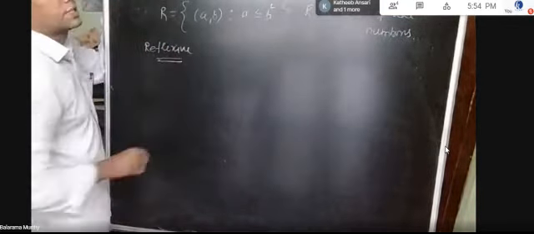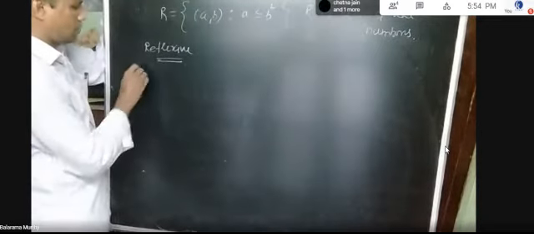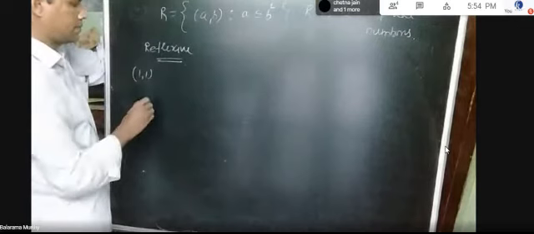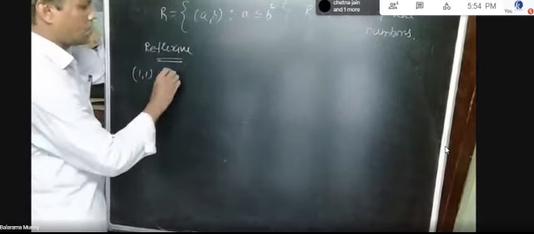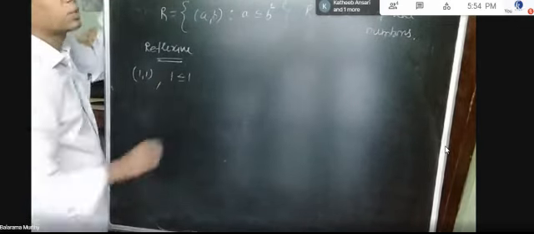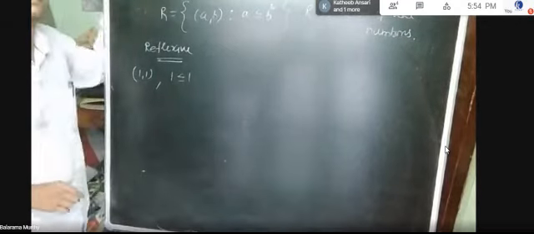First, take A as any value. Does it satisfy the reflexive property? Take 1 comma 1. That implies 1 is less than or equal to 1. Is it true, Amma? Now, it is reflexive. 1 is less than or equal to 1.